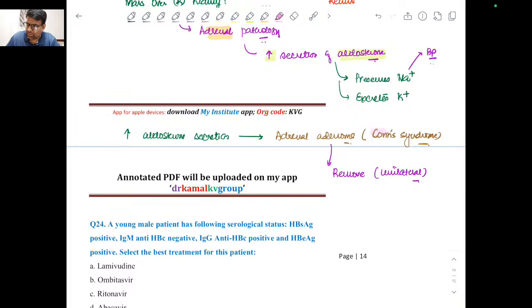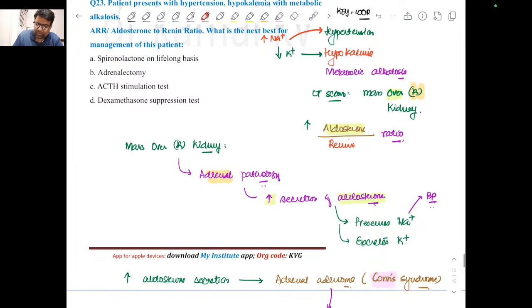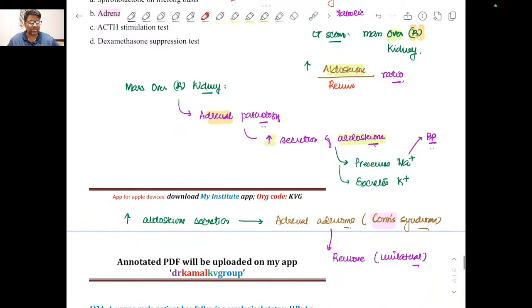Clear? So this is Conn's syndrome, aldosterone secreting adenoma. So in such cases, if it is only on one side, we can go for removal of the adrenal gland. So this is only if the pathology is unilateral. I am repeating again. For bilateral, we need to give some drug on lifelong basis, and obviously if you look at the option, you will get the answer. So for bilateral, we need to give spironolactone, which is aldosterone antagonist, right? So for bilateral, go for drug therapy, but unilateral, you can remove one side, that's not a problem.